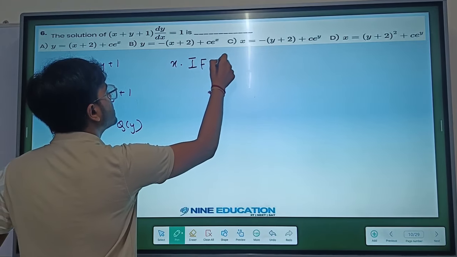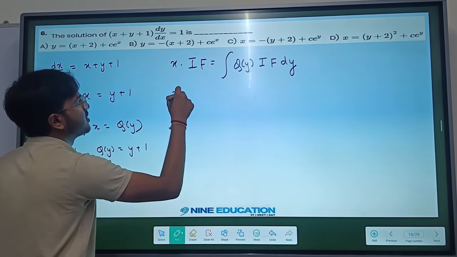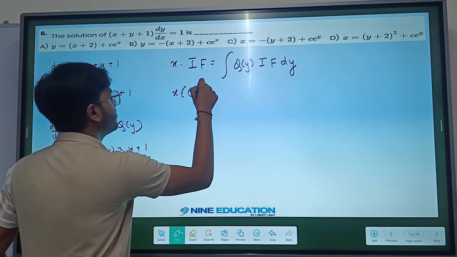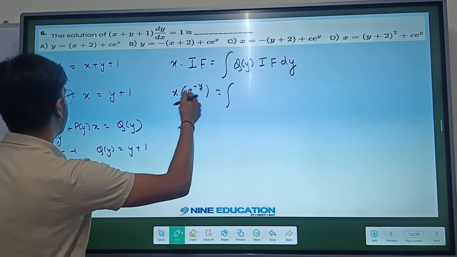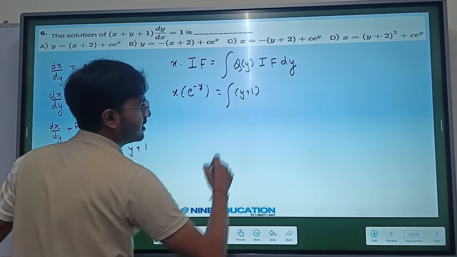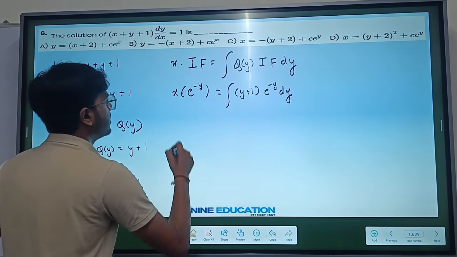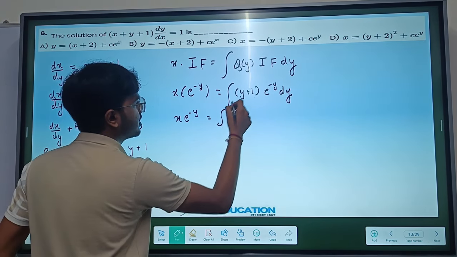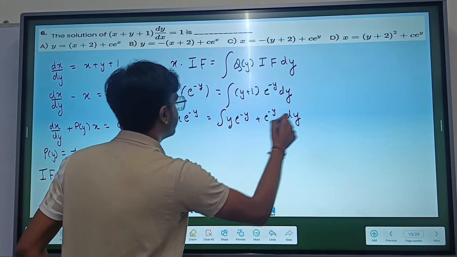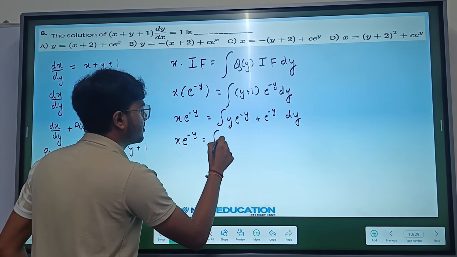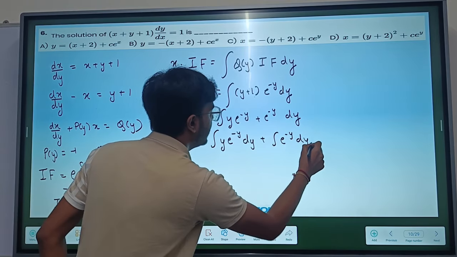And what is the solution? x into integrating factor is equal to integration of q of y into integrating factor dy. So x into, what is integrating factor here? e power minus y equal to q of y. What is q of y here? q of y is y plus 1. Integrating factor is e power minus y dy. So x e power minus y equal to integration of y plus 1 into e power minus y dy. So x e power minus y equal to integration of y e power minus y dy plus integration of e power minus y dy.